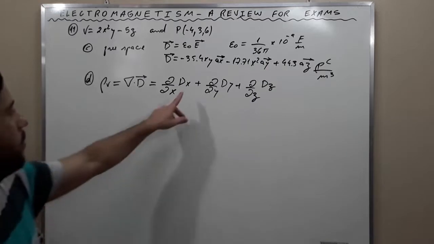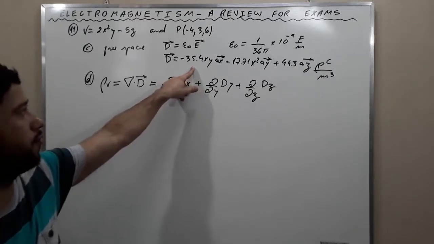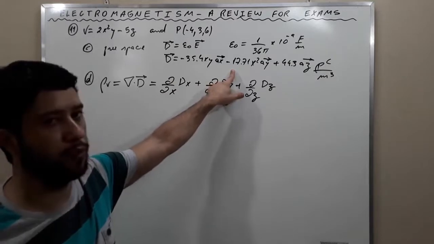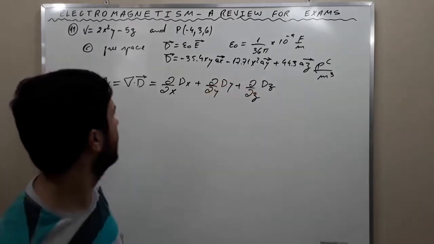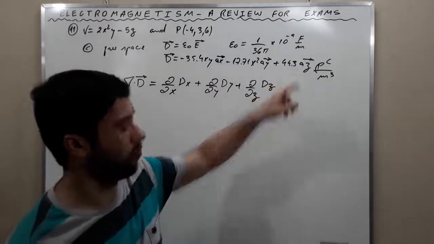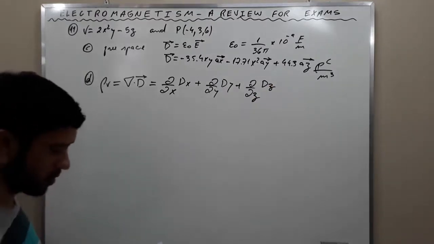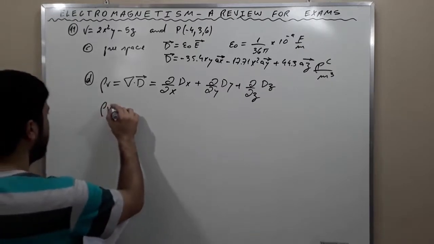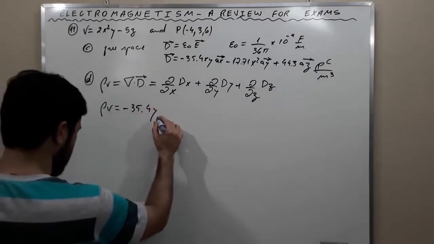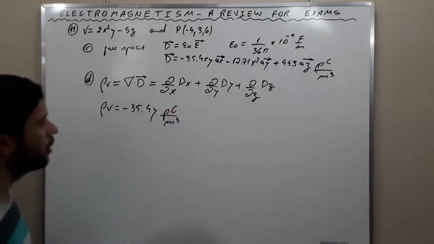and Dx is this, negative 35.4xy, Dy is this, negative 17.71x squared, and Dz is this, okay? At point P, firstly, rho v is equal to negative 35.4y picocoulombs per meter cubed, okay?